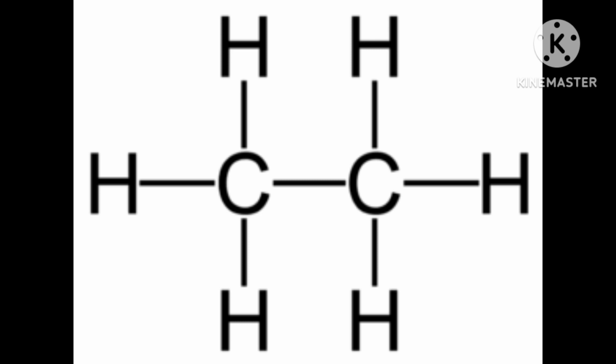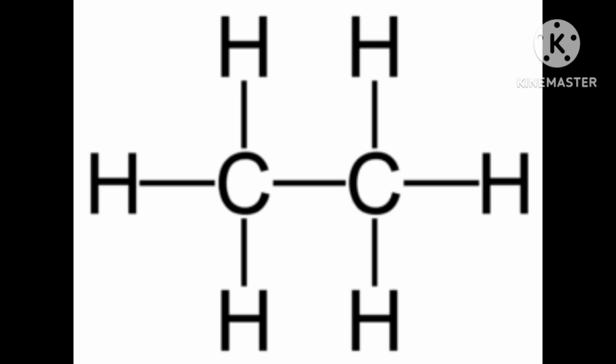Thus, ethane is C2H6. Between the two carbons there is one single bond, and each carbon will have three bonds to hydrogen, HHH, and the other also HHH. All are single bonds, represented by a dash, a small line that represents a bond.